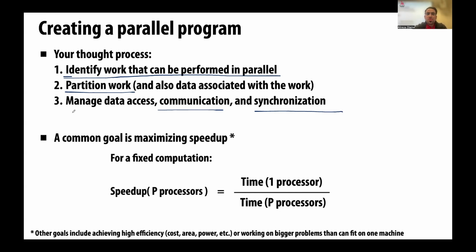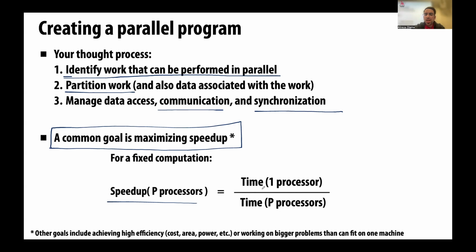But when you want to create a parallel program, basically the common goal which everybody thinks about in the beginning is to have speedup, right? So you want to make your program run faster, and speedup can be computed quite simply. You just need to divide the time taken by one processor by the time taken by p processors. Okay, if you are using p processors.